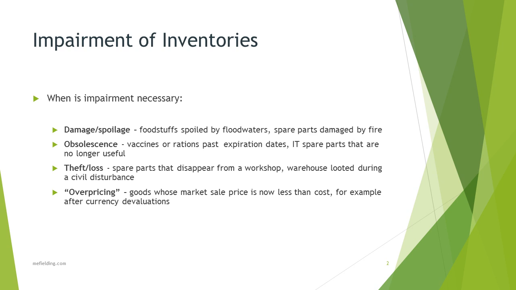So the value has fallen, whether it's due to devaluations of currency, or due to the fact that people just actually don't want what you've produced. If you come back to certain things like airlines, they'll change their uniforms periodically. So the old uniforms, again, will have to be disposed of. And that will be overpricing because they have no value at all. So they'll be written off. Okay, that's impairment of inventories.